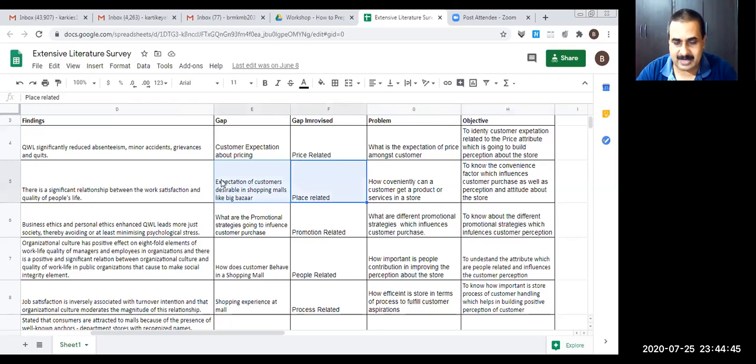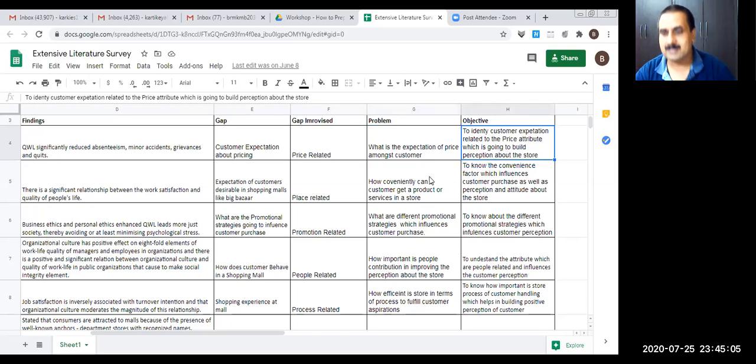So you must have a clear idea of what steps people have already followed. We are going to do an extensive literature survey. Out of that extensive literature survey, we are going to find the gap. We have already found the gap. We have improvised that gap. And on the basis of that gap, we have identified our problem. And on the basis of the problem, we have identified our objective of the research. So this is the basic process which any particular researcher or educator is expected to follow.